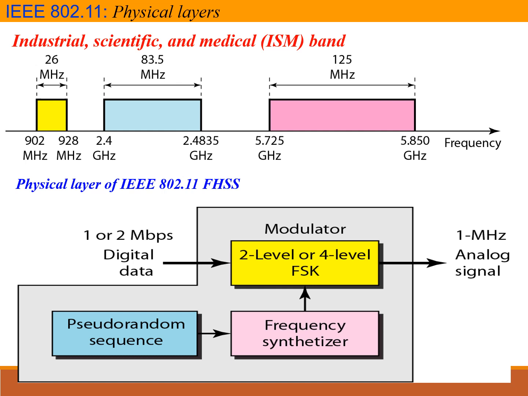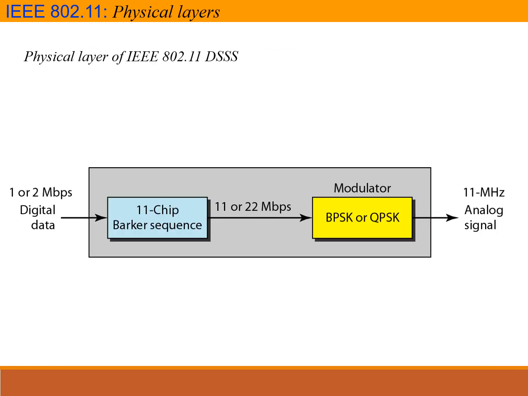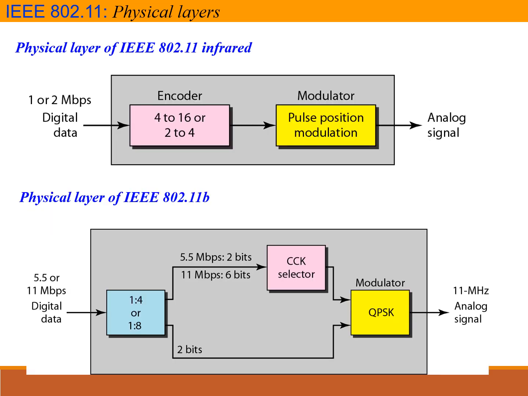So this is the physical layer of IEEE 802.11 FHSS. We are going to send the digital data at 1 or 2 Mbps to the modulator, and then generate the analog signal. Before generating the analog signal, it will check the frequency synthesizer and then the zero RAM sequence. So we have an 11-chip Barker sequence, and then it will be sent through the modulator, and the generator will generate the analog signal.